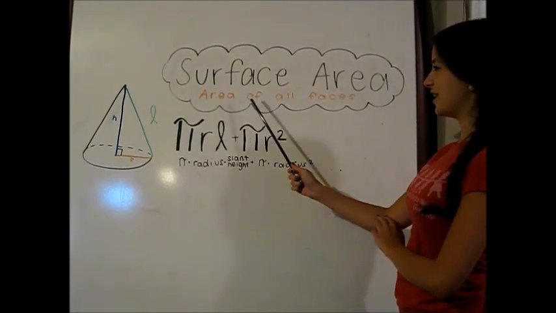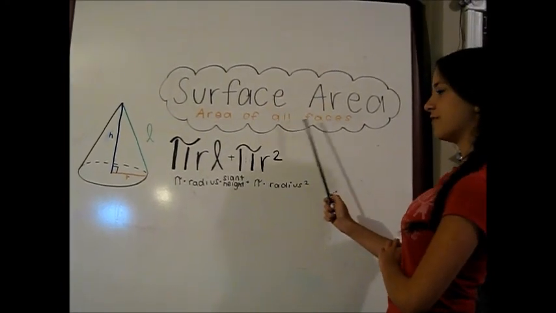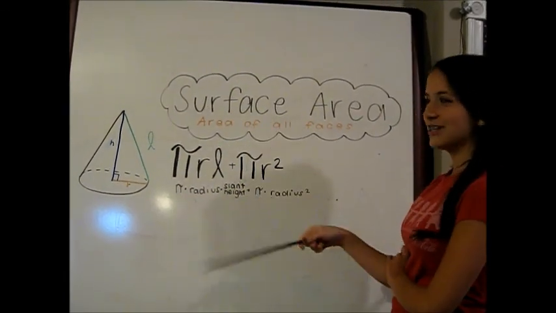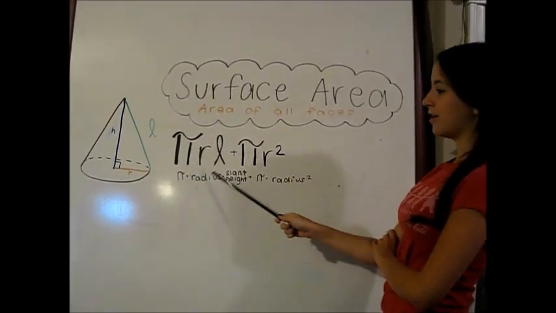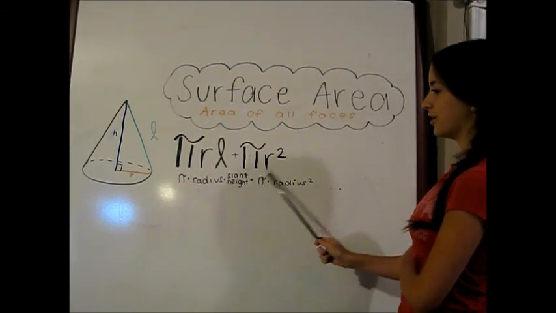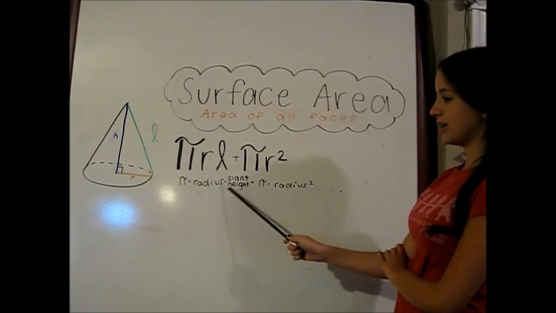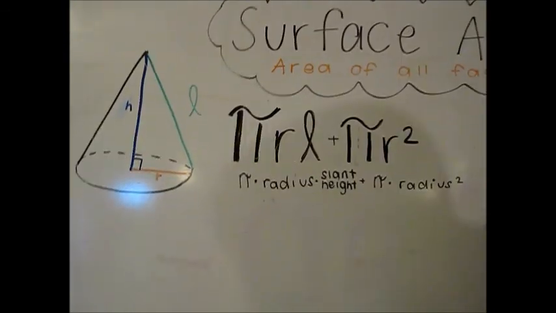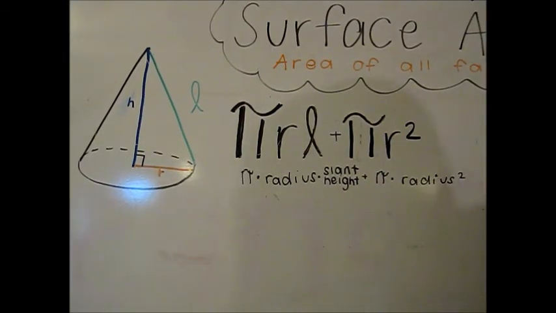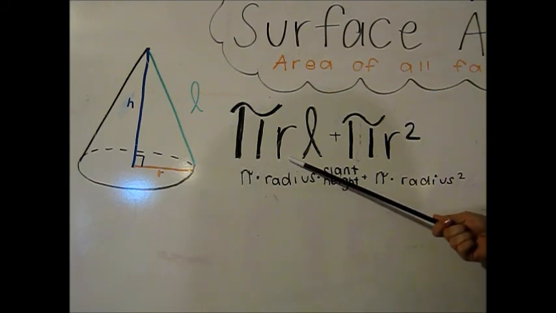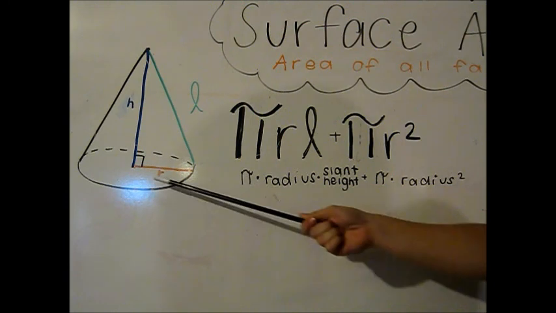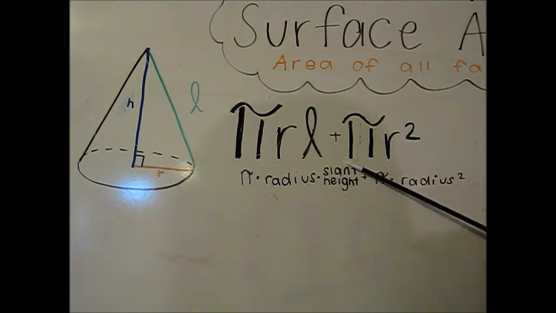The surface area of an object is the area of all the faces. So it's the area of this whole thing. To find the surface area of a cone, you do pi RL plus pi R squared, which is pi times the radius times the slant height plus pi times the radius squared. An easy way to remember this is from the formula for the lateral area. Then, since you need to also add on the base, which is this part, you add the pi R squared.